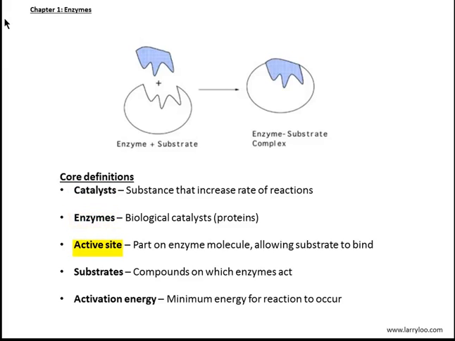The active site located on an enzyme is the part which allows substrate to bind for reaction to occur, and is indicated by the white part here. Substrates are compounds which enzymes act on and is indicated by this blue part here. In order for reaction to take place, activation energy is required and is defined as the minimum energy for reaction to occur. In order to fully appreciate these terms, we'll look closely at them later in this chapter.